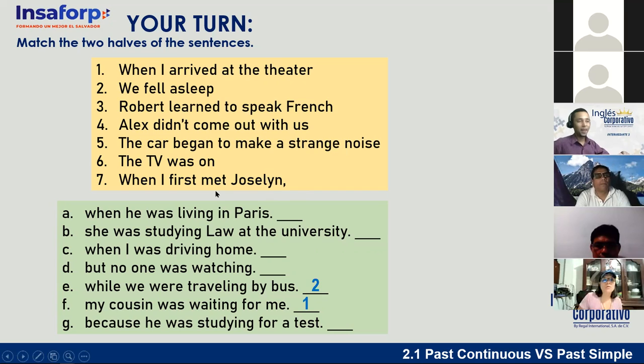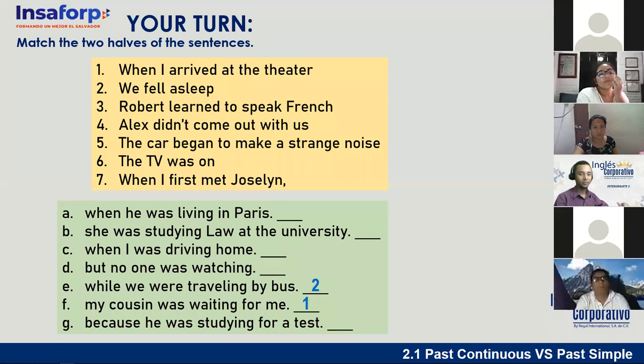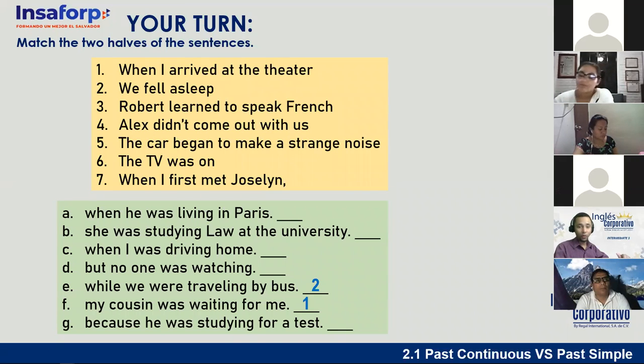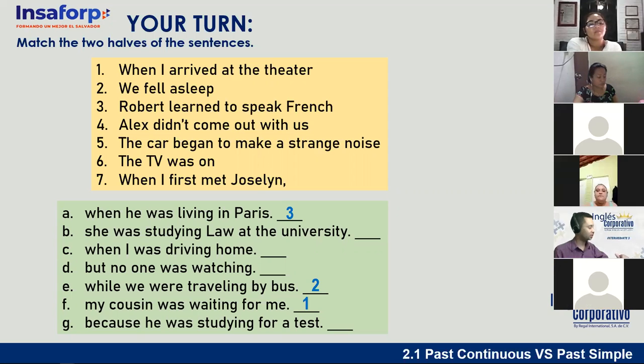Very good. Okay. Alejandra, number 3, please. Robert learned to speak French when he was living in Paris. That is good. Very good. Thank you. Olivia, you take number 4. Okay, Sonia, number 5, and Paola, number 6, please.